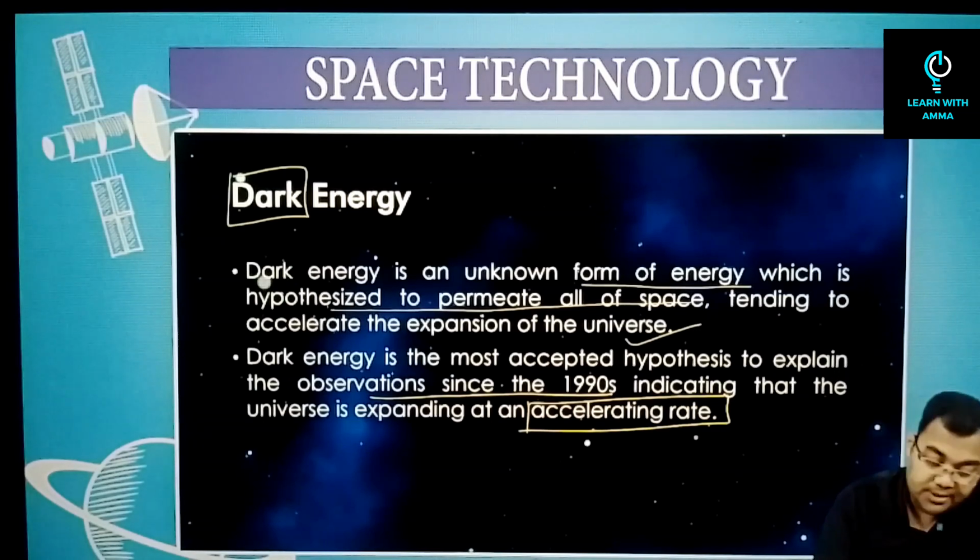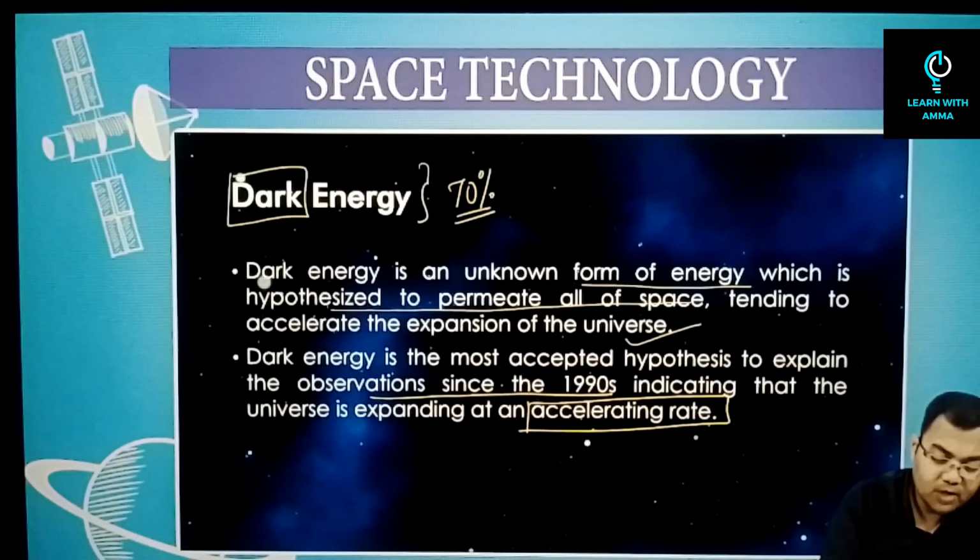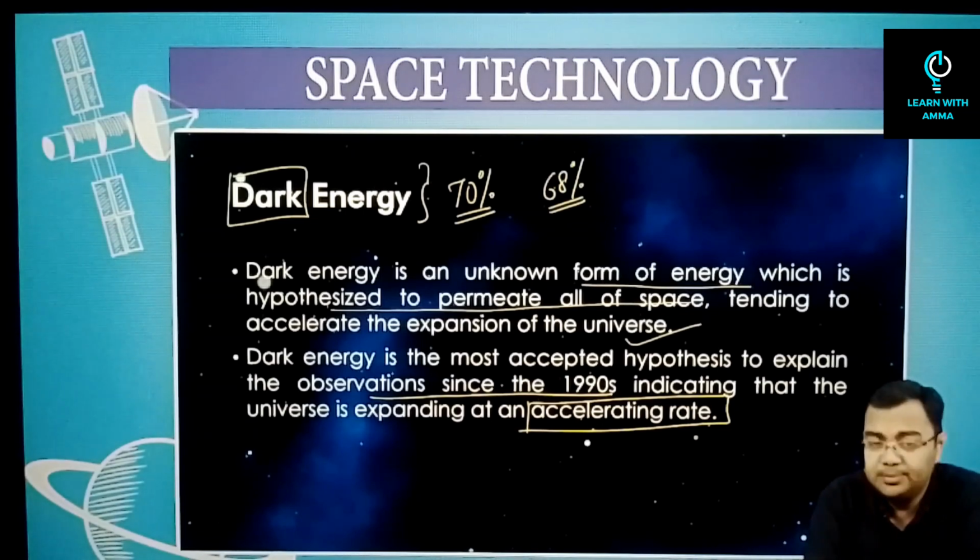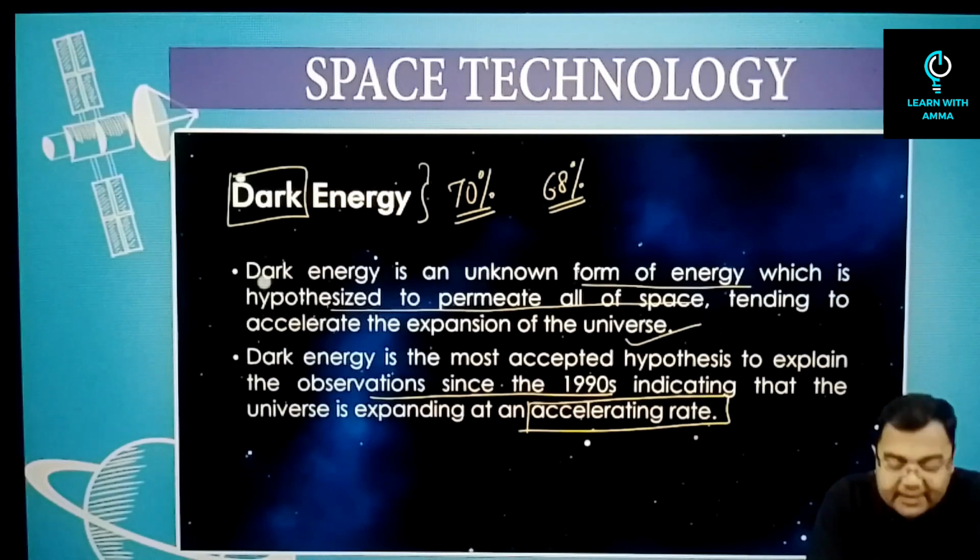So a very interesting concept, and what we say is that approximately 70%, though in some sources they will say 68%. This is a fluctuating figure according to various sources. So 68 to 70% of the universe is just dark energy, a kind of energy which is not known, a kind of energy which does not interact with normal matter, a kind of energy that should explain the accelerated expansion of the universe. So this is about dark energy.